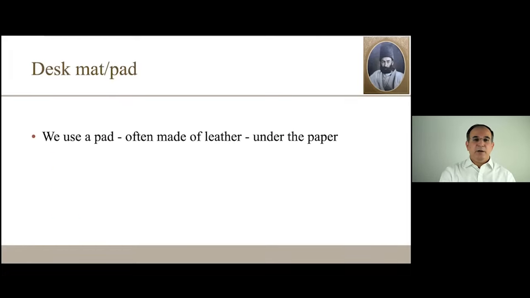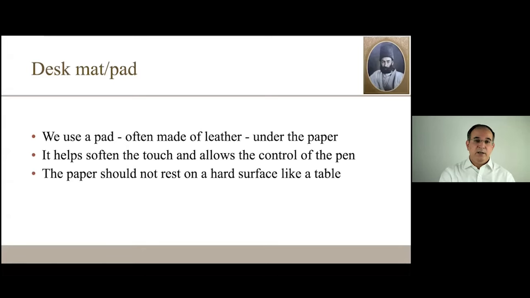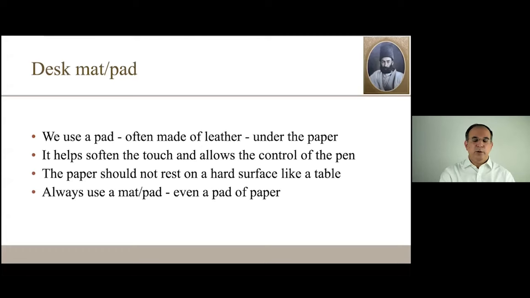Now, this desk mat or desk pad is, like I said, made of leather. You put it under your paper, and it helps soften the touch. It also allows control of the pen. Now, the paper itself should not rest on a hard surface like a table. You may start doing that, but as you use a soft mat like leather, you will see that it makes a significant difference to the kind of calligraphy that you do and the way you practice it.